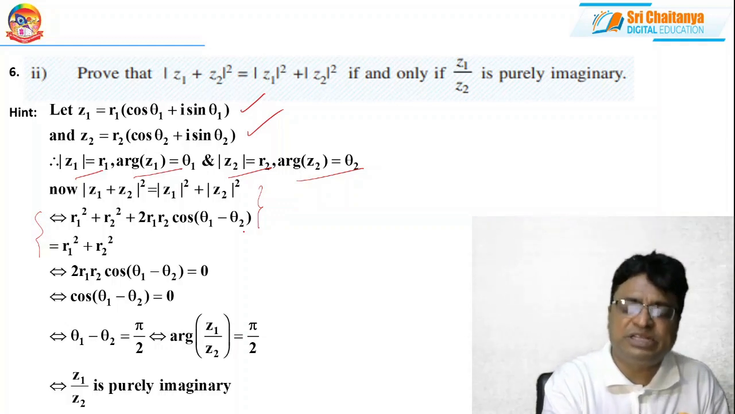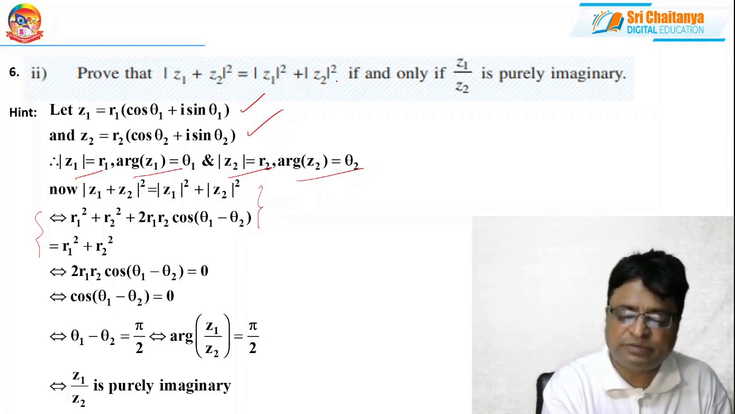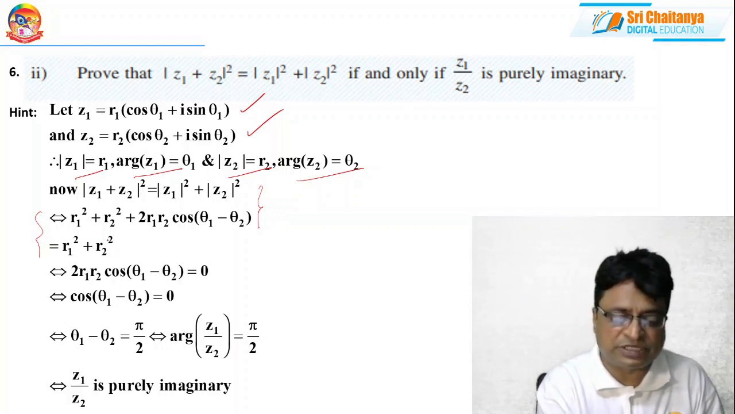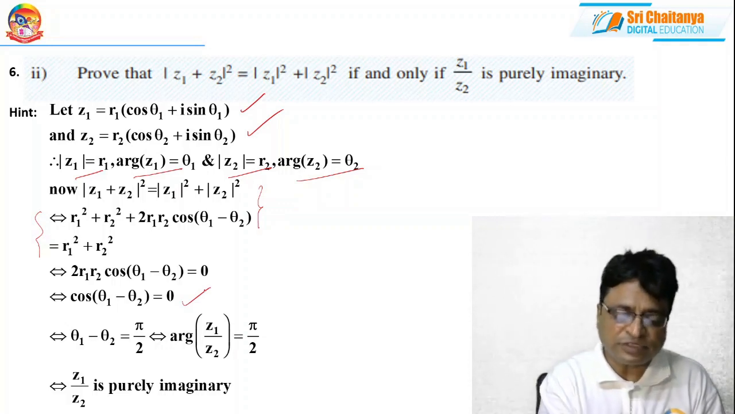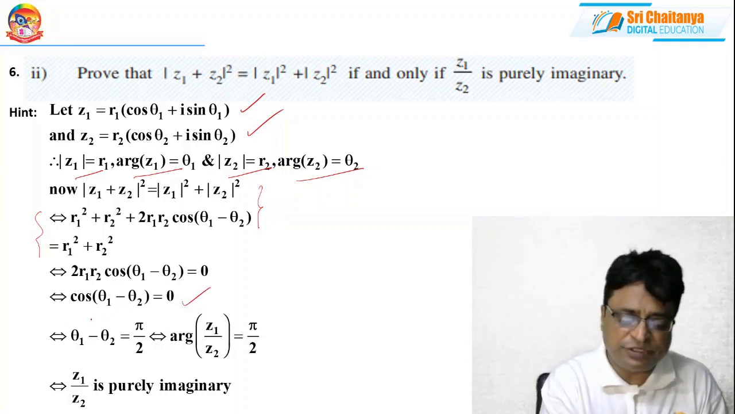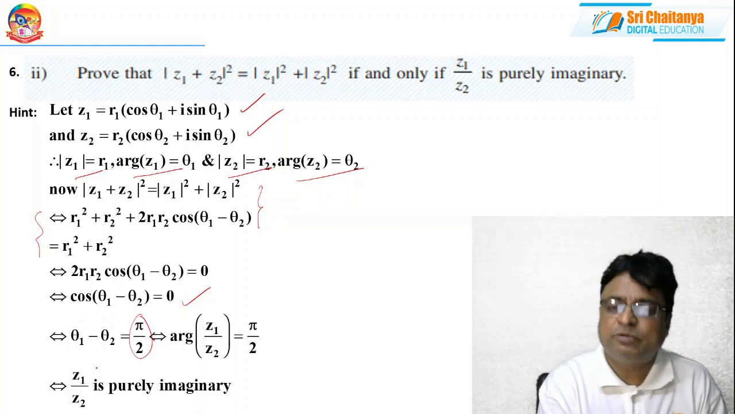I have given these steps. This is equal to what? Mod Z1 square plus mod Z2 square, which is R1 square plus R2 square. After cancellation, you can get cos of theta 1 minus theta 2 is equal to 0. So cos of theta 1 minus theta 2 is equal to 0 means theta 1 minus theta 2 is pi by 2. What is theta 1?